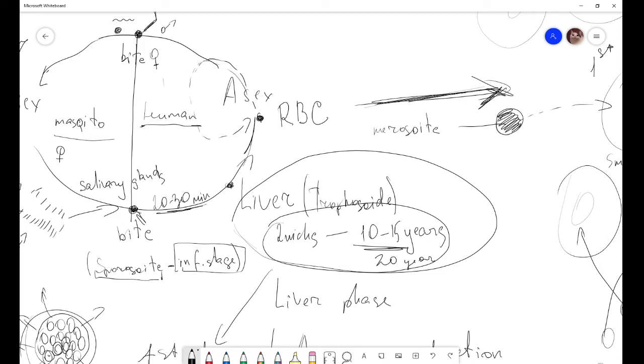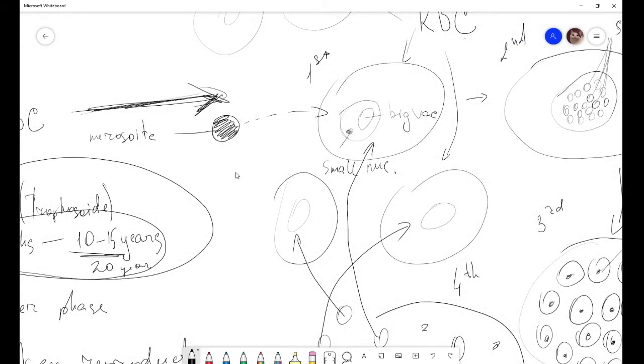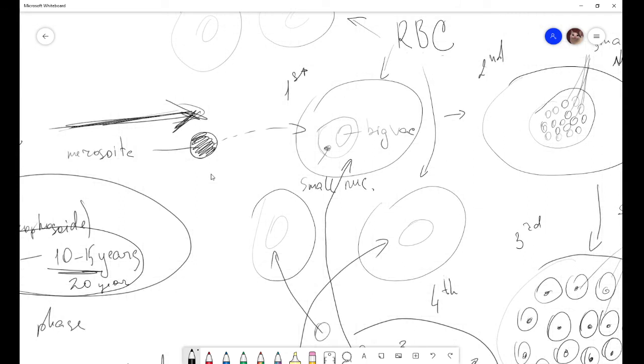The erythrocytic cycle begins when liver merozoites enter red blood cells. Let's go to this stage and look at it closer. We have a merozoite, and it enters the red blood cell. For example, this is one of our red blood cells in the bloodstream. And this one is invited to the party and starts the party.